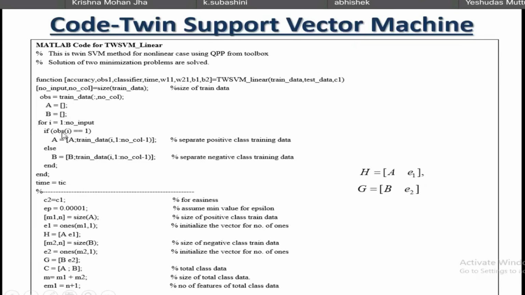Once you know how many samples there are, because you already collected the number of samples, the number of inputs, then for i equal to 1 to number of inputs.